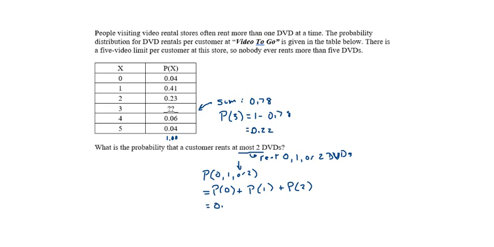So we're going to add 0.04 to 0.41 to 0.23. And what are we going to get? Well, let's see. 4 plus 1, 5 plus 3, that's 8. 0 plus 4 plus 2, that's 6. 0.68, that's our probability that we have at most 2 DVDs rented. That's it. Good luck.